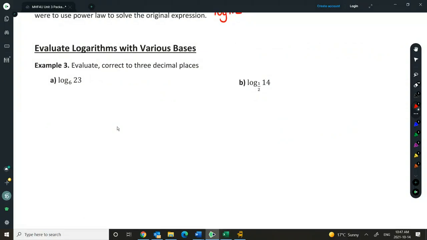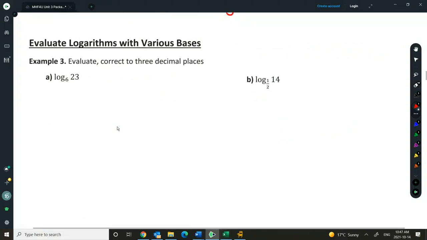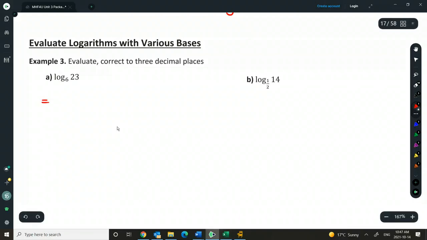So if I were to evaluate log base 6 of 23, I don't need to use that log square button on my calculator. All I need to do is switch this into log 23 divided by log 6 using change of base. And then I just plug it into my calculator and calculate.